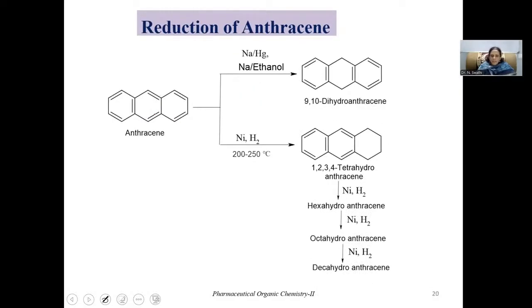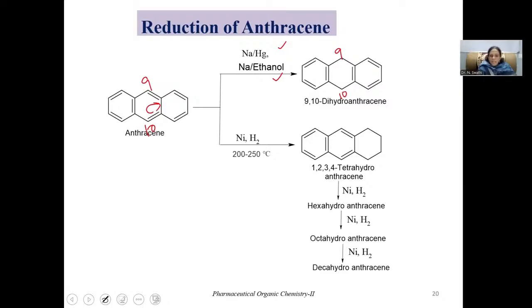Coming to the reduction reaction, anthracene undergoes different types of reduction reactions depending on the type of reagents used. When it is reduced in the presence of sodium amalgam or sodium in ethanol mixture, then here also the double bonds which are present at the 9 and 10th positions will be affected. One of the double bonds will be shifted to the previous position while the other double bond is reduced, and that is how there will be formation of 9,10 dihydroanthracene as the product.